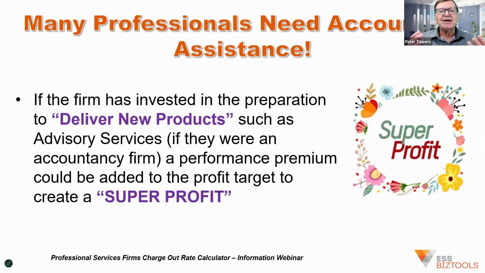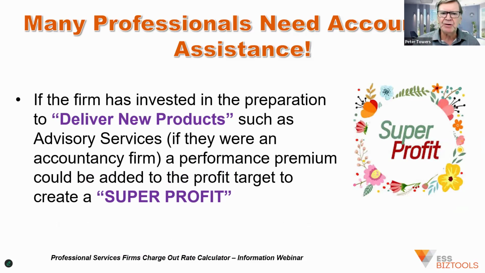If the firm has invested in the preparation to deliver new products such as advisory services, and you were an accountancy firm, a performance premium could be added to the profit targeted to secure a super profit. So super profits are worth thinking about, and they can work quite easily when someone looks at the return on investment on what they think their investment is and what the resulting profit would be.